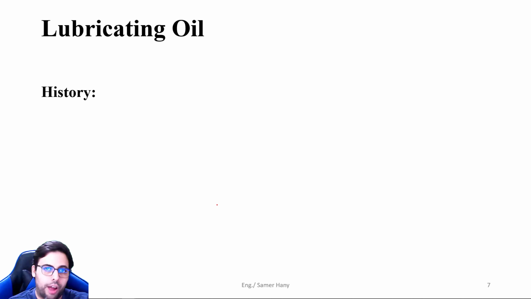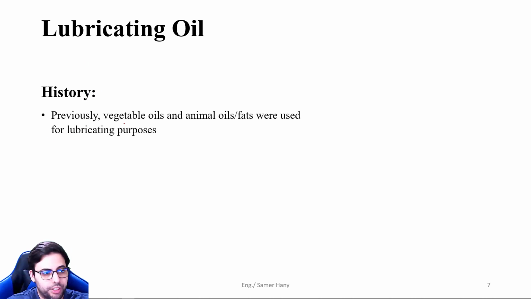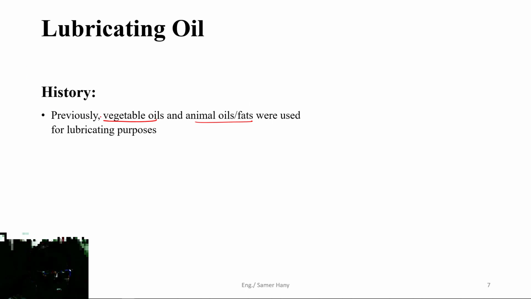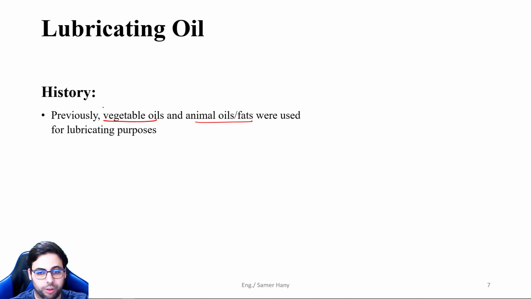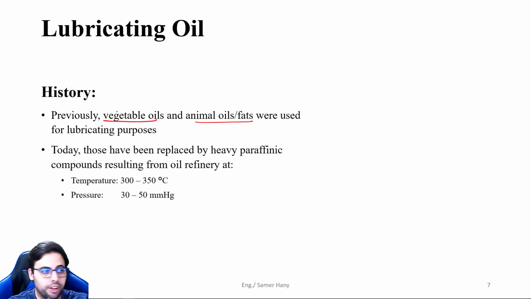All right. So what did we use as lubricating oil previously or historically? We did use vegetable oils and animal oils or fats, just anything that's sticky and slippery or viscous that can help moving parts to move better or perform better. Okay, so these are the main sources for lubrication in the past, but today we are using heavy paraffinic compounds from the oil refineries as lubricating oils.